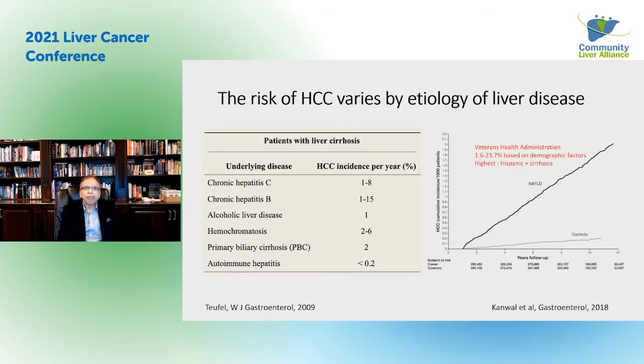So the risk of hepatocellular carcinoma may vary by etiology of liver disease. As I mentioned earlier, chronic hepatitis C and B were noted to be the most important causes for chronic liver disease and hepatocellular carcinoma risk in the US. Now, more recent studies, so this figure on the right is from the Veteran Health Administration, from the national database. As you can see, the patients with NAFLD are at much higher risk of hepatocellular carcinoma compared to controls.